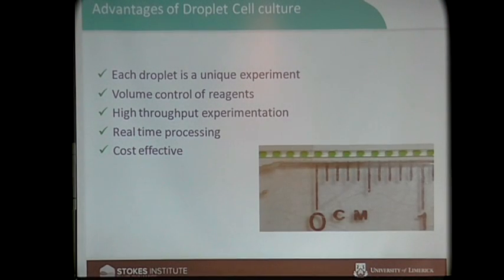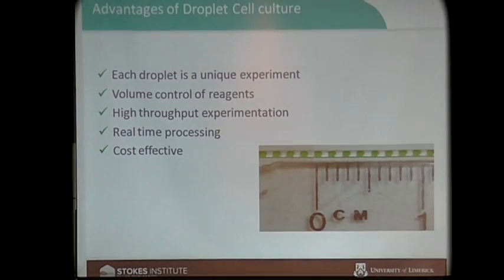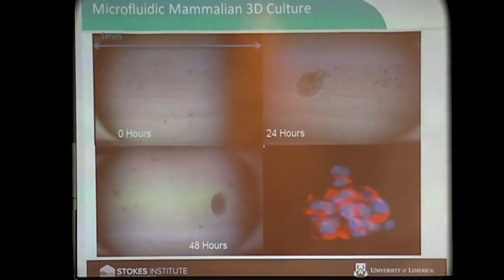So the advantages of this type of culture is that each droplet is a unique experiment, meaning that we have a 500 nanoliter droplet that contains the cells and whatever you want to test it against. We can control the volume of these reagents. So if you take for example 1 typical 10 milliliter flask, it is equivalent to 20,000 of these experiments. We've made this a high throughput system, and we made it cost effective by reducing it in this scale. And we're also able to monitor these droplets without taking them out of the system. So it allows for real-time processing.